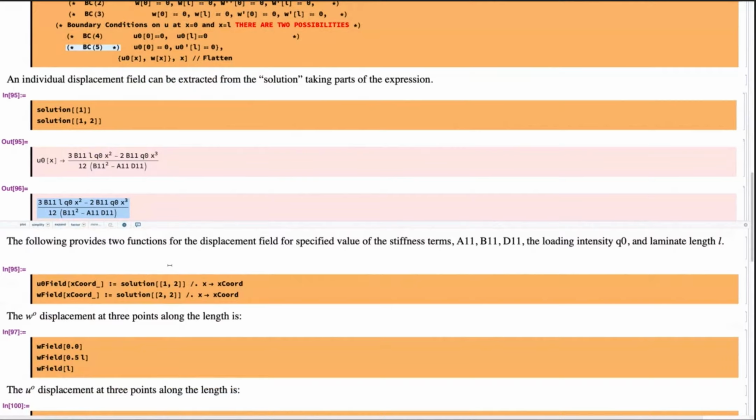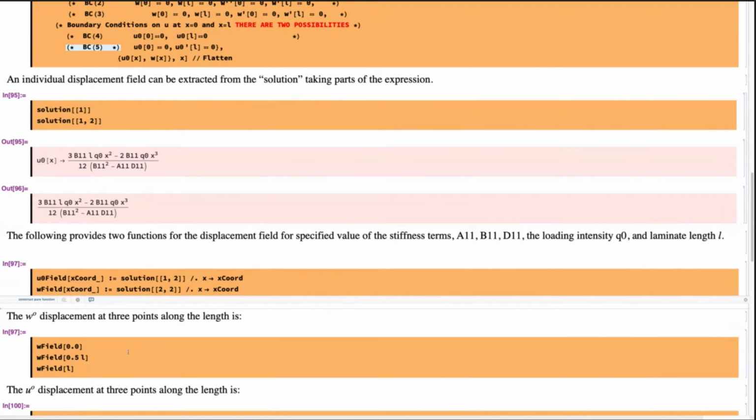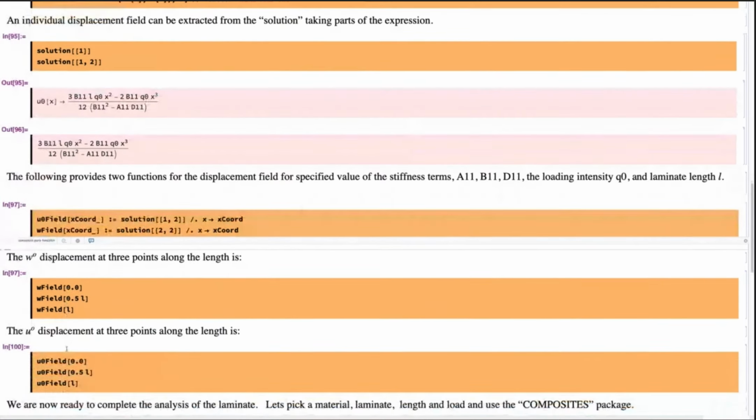But I take both solution 1, 2, and solution 2, 2, which is this one and the other solution, and write a new function. I call it U0 field. I put the X coordinate in it as a variable. This is a pair matching symbol. In the function definition, I take the solution 1 in here and replace the X, which was in here, with the X coordinates. So these are two functions that I wrote. By putting in the X coordinates, it will give me the W displacement or the U displacement.